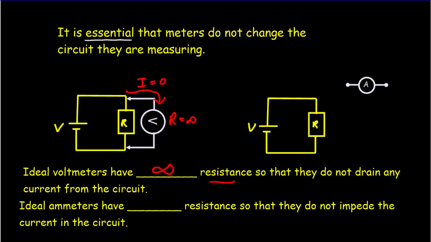Now, for an ammeter, what you have to do is break open the circuit. So you've got to break open some wires, let's say here. So we break open our circuit and then we force the current to go through the ammeter. Now, we want the ammeter to have 0 resistance because we want that current to flow through it easily without any interference whatsoever. So an ideal ammeter should have 0 resistance. Ideal ammeters have 0 resistance so that they do not impede the current in the circuit.